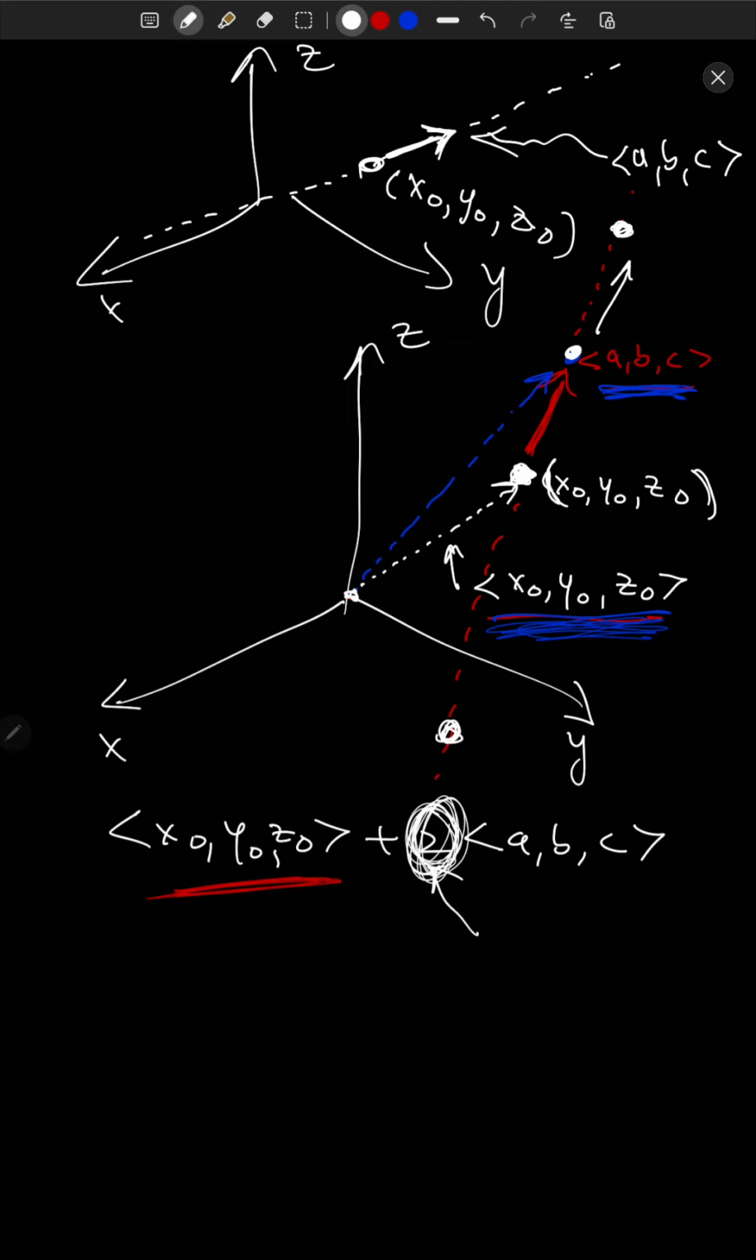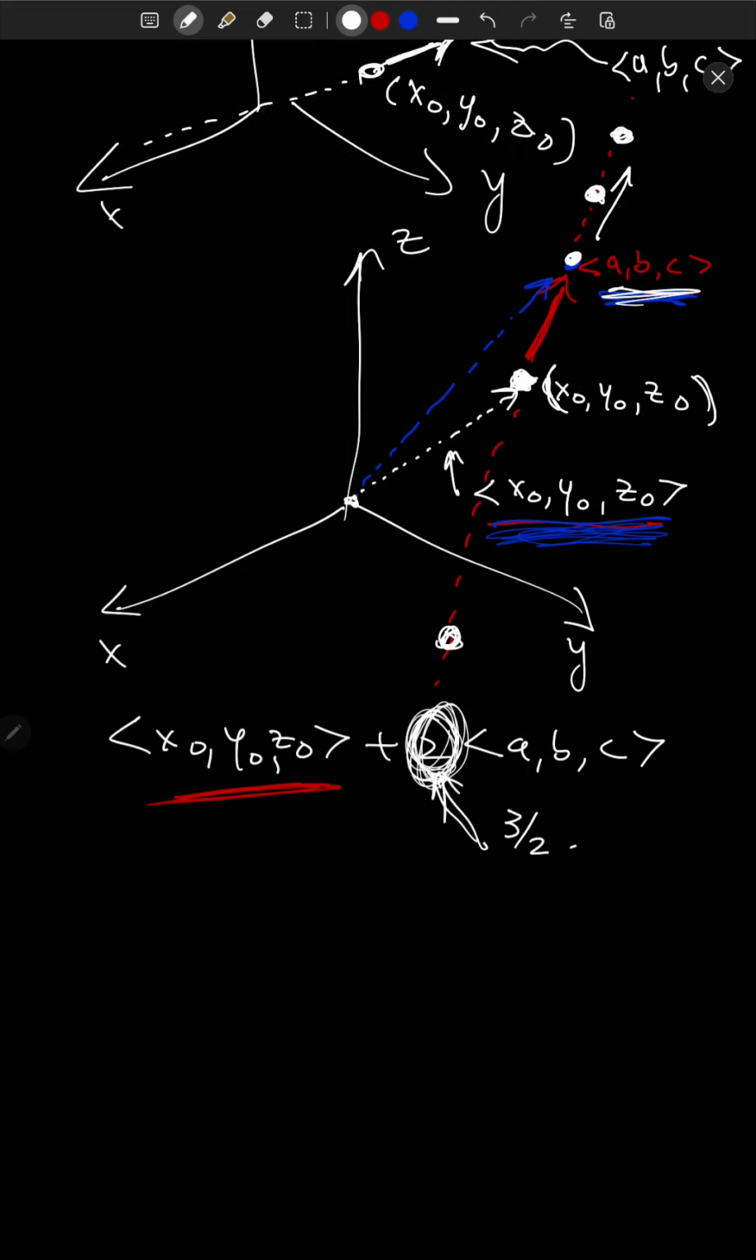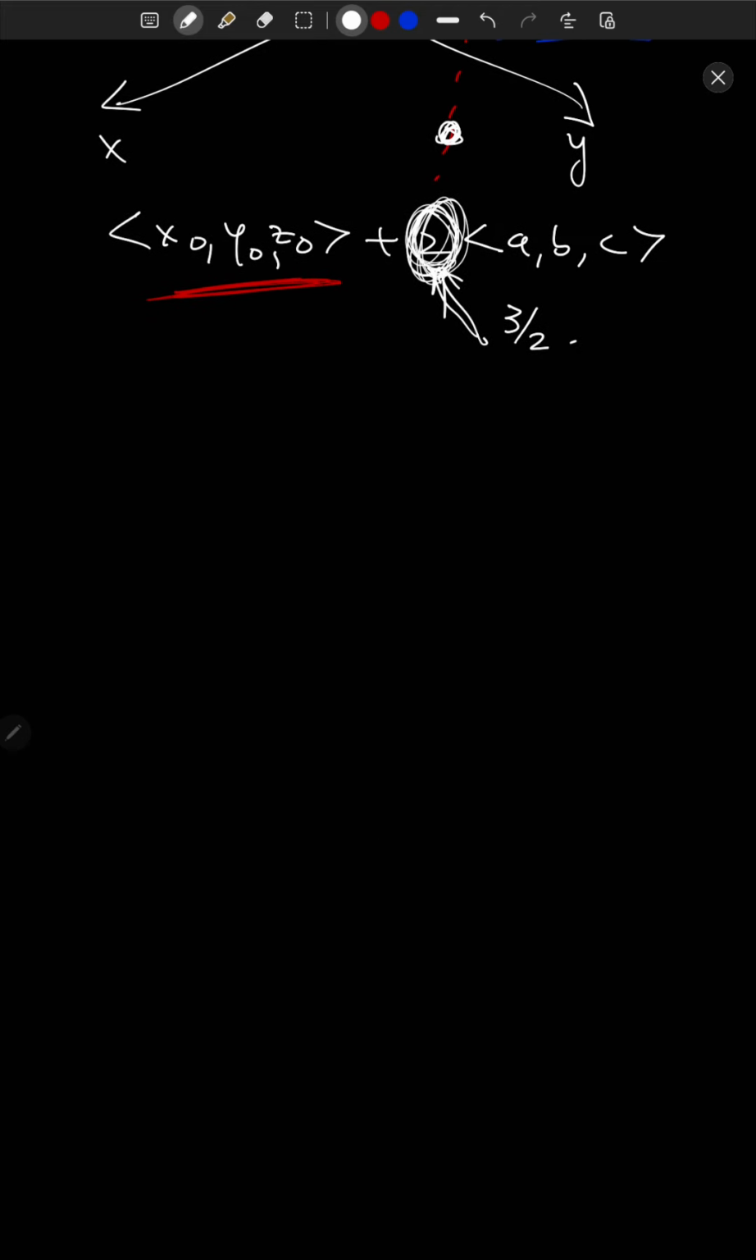So this point, let's say this point right there on the line, it looks like it's going to correspond to x0, y0, z0 plus my vector abc, and then plus another half of abc. So this entry right there would be 3 over 2. In short, I can describe every point on my line as x0, y0, z0 plus some number t times abc. And given different t's, I get different points on my line.